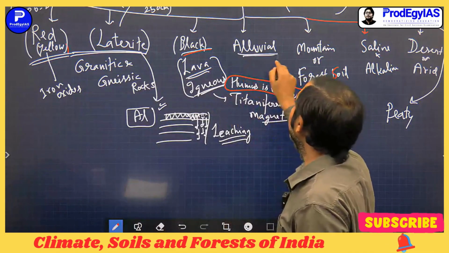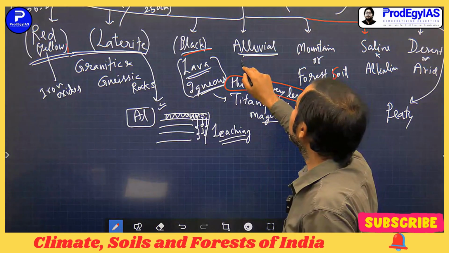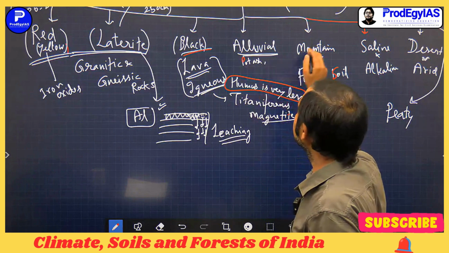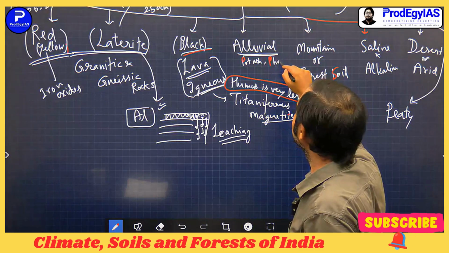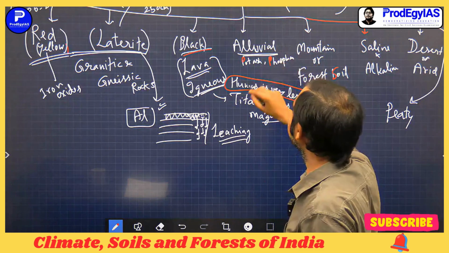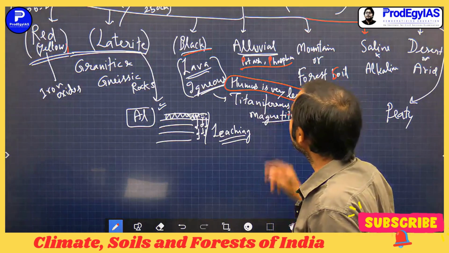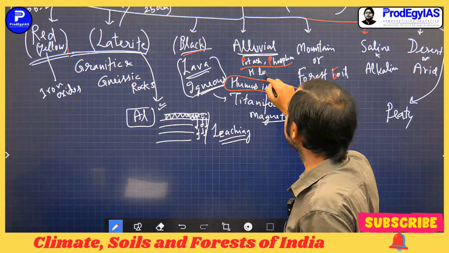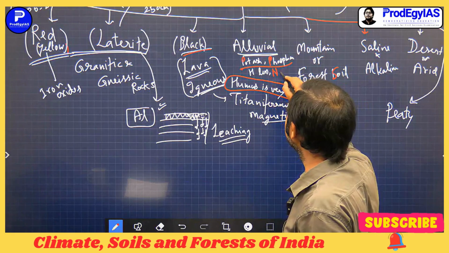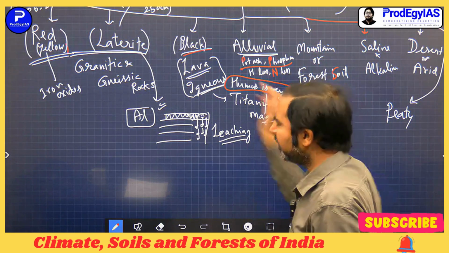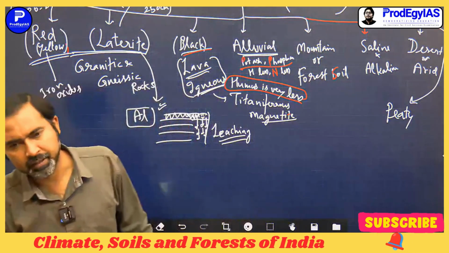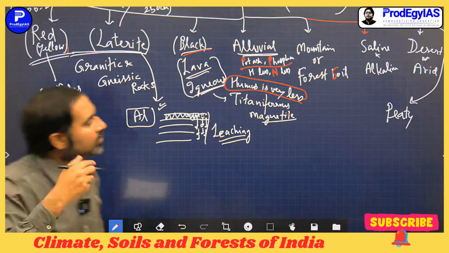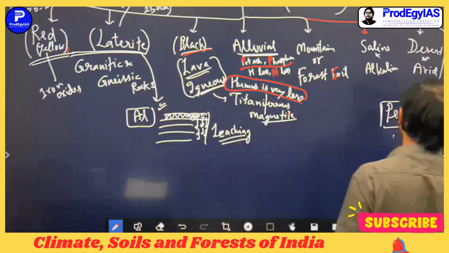This is your alluvial soil. It has potash and phosphorus. But humus is less. Nitrogenous material is less. Right? Nitrogen is deficient in almost all the soil of India. Means you can make a concept like this: only peaty soils have nitrogenous materials.